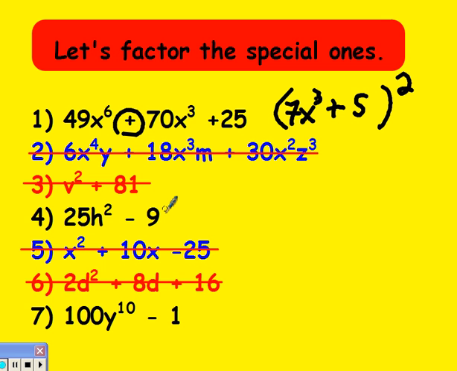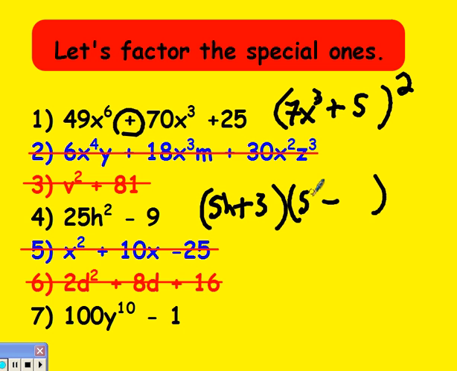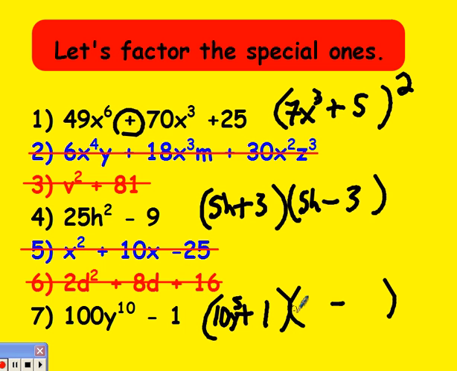Number 4, we realized that that was a difference of two squares. So when I factor it, I'm going to get my friend Bob. Put a plus sign here, minus sign here. Right here, I'm squaring 5h. Right here, I'm squaring 3. Repeat and rinse. Number 7, we also said was a difference of two squares. So I'm going to bob it. Here I'm squaring 10y to the 5th. Here I'm squaring 1. This is 10y to the 5th minus 1. I'm done. Once you know it's special, factoring it is so easy.